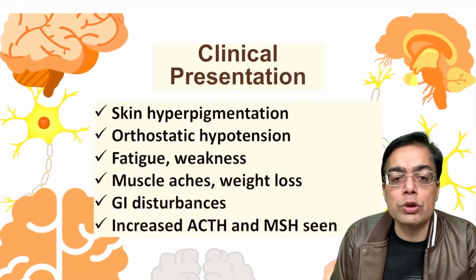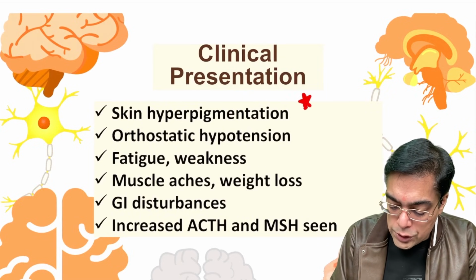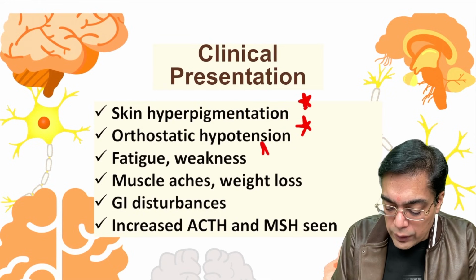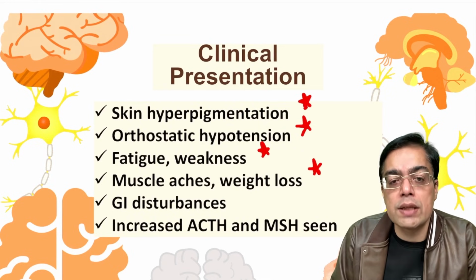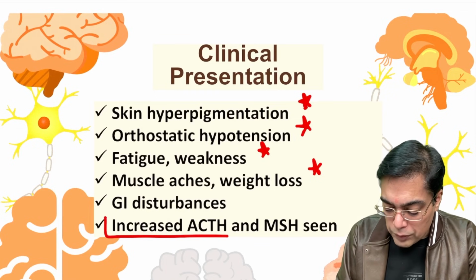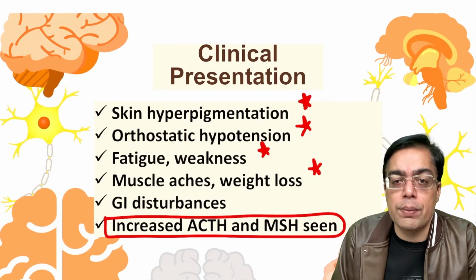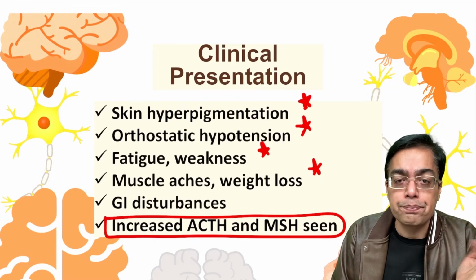The next one makes a mention of a patient who is going to be having manifestations like skin hyperpigmentation. There is orthostatic hypotension. There is a presence of fatigue and weakness. The patients are going to be having weight loss. They can be having muscle aches or myalgias. There is a GI disturbance. And what can be seen as an additional finding is increased ACTH, increased MSH. In fact, this is something which is plus minus information. It may or may not be given.